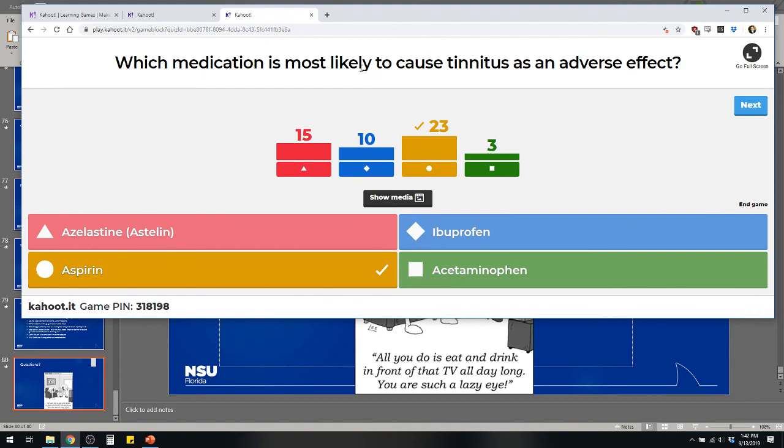Any other questions? Are all other salicylates also cause tinnitus, or is it just aspirin? Yeah, if you have something like methyl salicylate or anything like that, it would also potentially cause that. But azelastine, ibuprofen, acetaminophen, not really known for causing that.